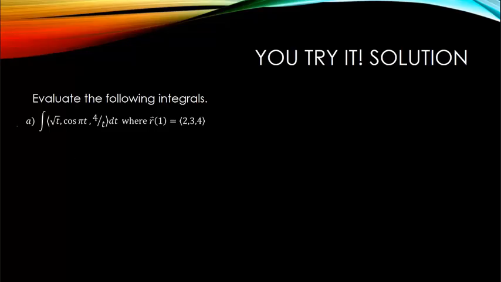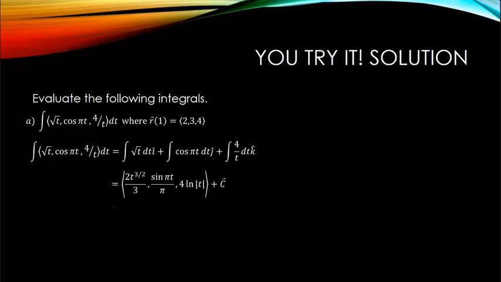For the indefinite integral of the vector specified by the components square root of t, cosine pi t, and 4 over t dt, I'm going to integrate that term by term. This becomes the indefinite integral of square root of t dt in the i hat direction, plus the indefinite integral of cosine pi t dt in the j hat direction, plus the indefinite integral of 4 over t dt in the k hat direction. I do that integration, and I get a vector with components 2t to the 3/2 divided by 3, sine pi t over pi, and 4 times the natural log of the absolute value of t, and then I add the vector c, which is an arbitrary constant vector.